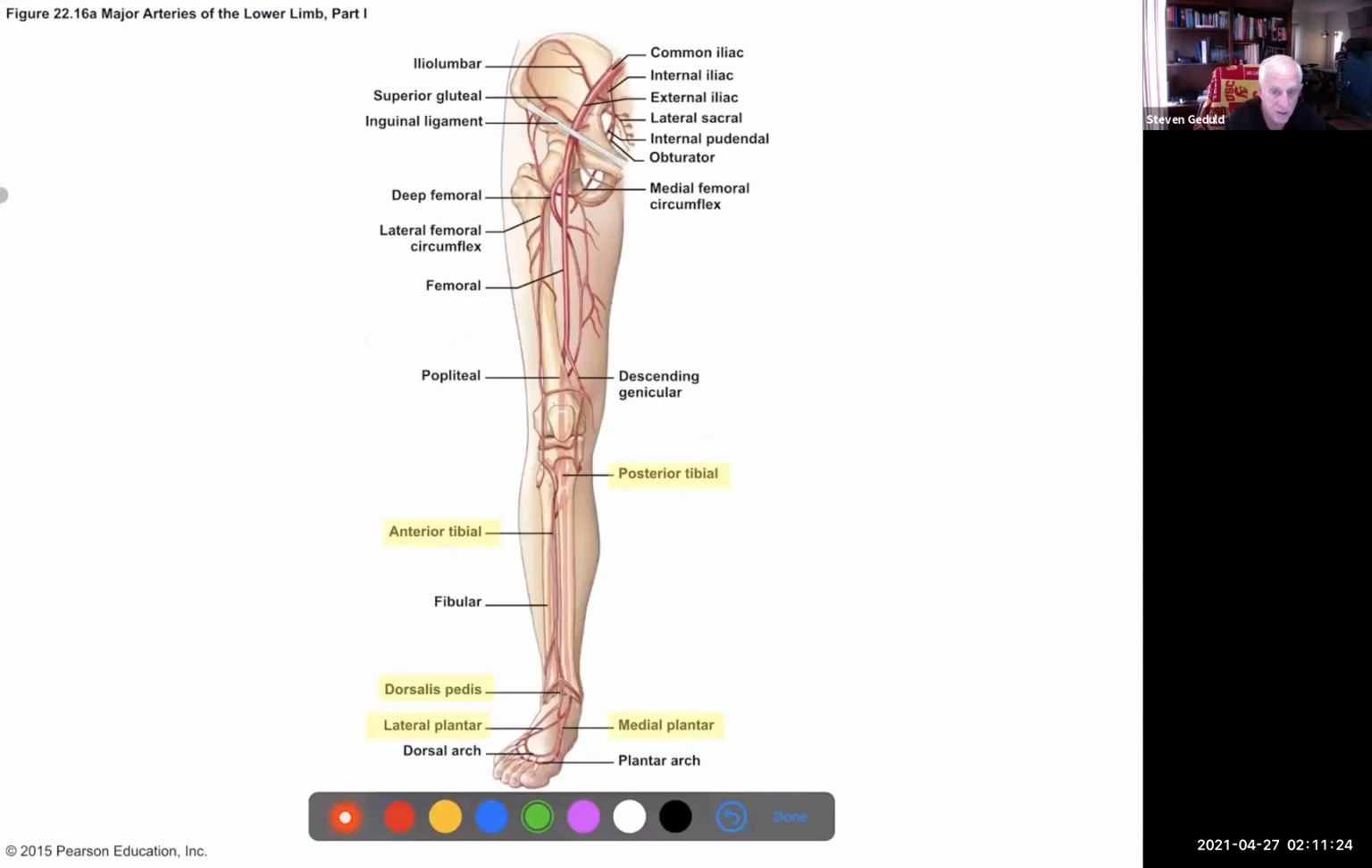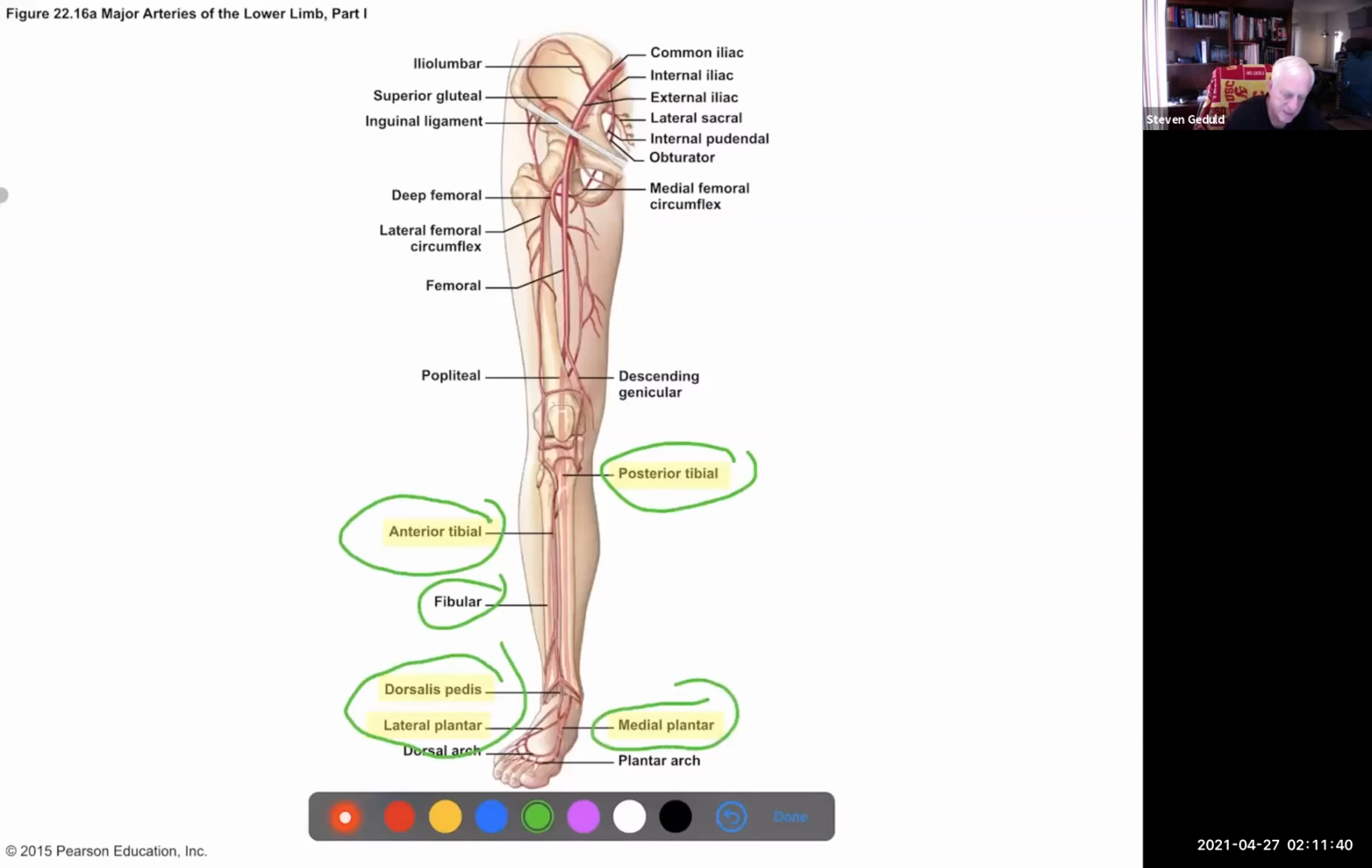There's a lot of arteries here, and I'll go back into all the veins too. So the popliteal comes down into the posterior and anterior tibial artery. The anterior tibial forms the dorsalis pedis, and the posterior tibial branches into the lateral plantar and the medial plantar arteries as it comes into the foot.